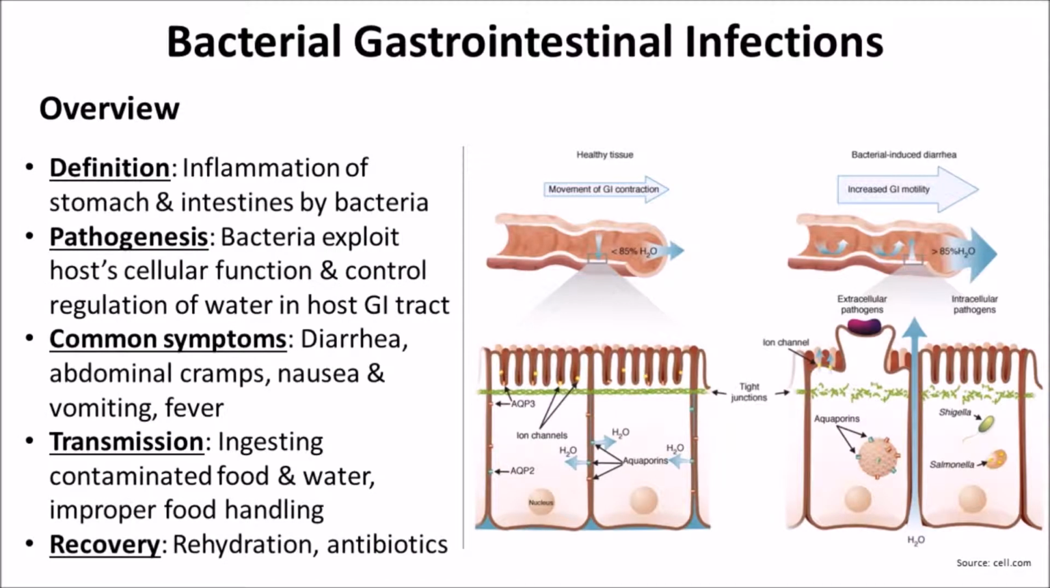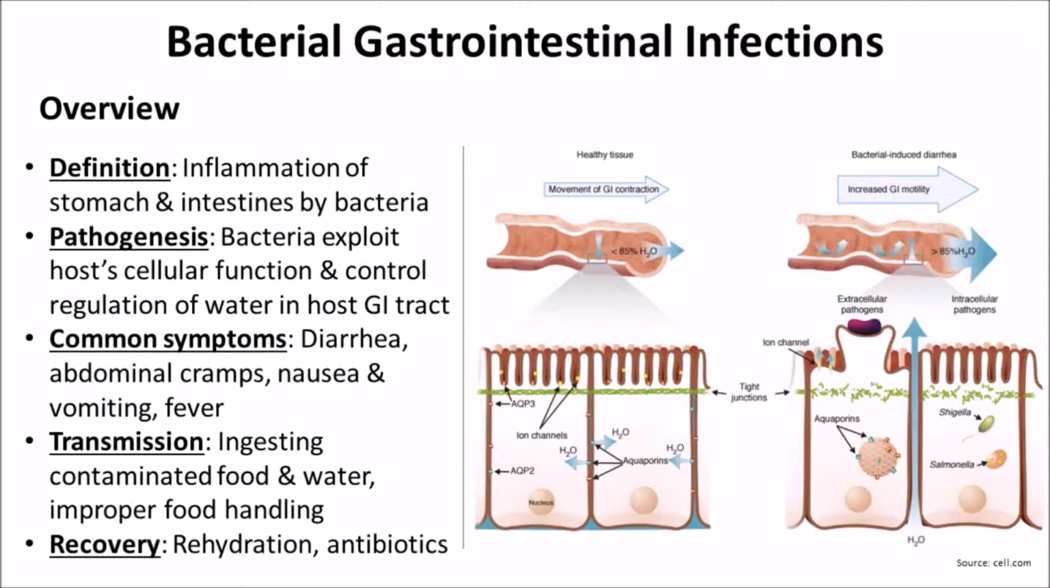Bacterial gastrointestinal infection is a microbial disease of the digestive system, whereby inflammation occurs in the stomach and intestine of a host. When the bacteria is in the gastrointestinal tract, its main goal is survival. Therefore, each species of bacteria has its own way of exploiting and manipulating the cellular function of the host for their benefit.